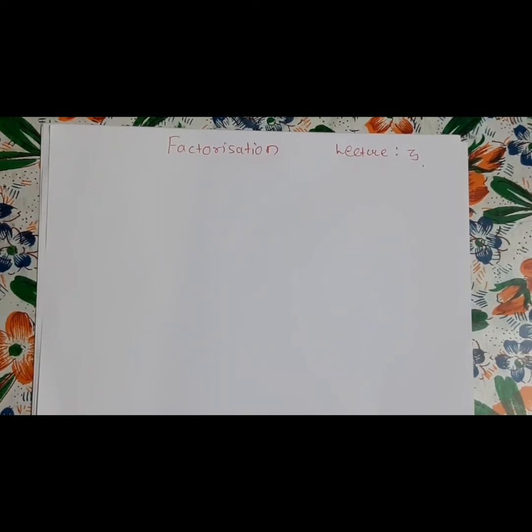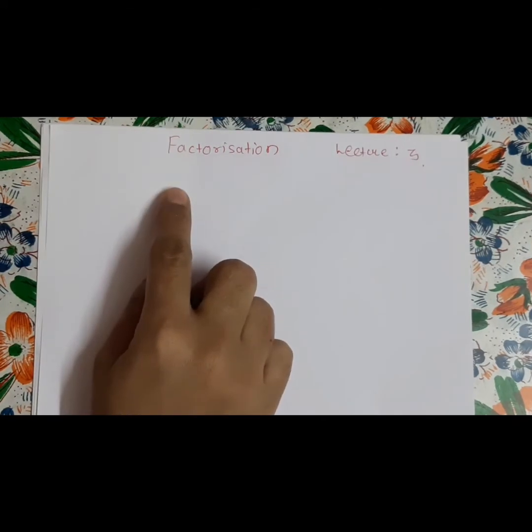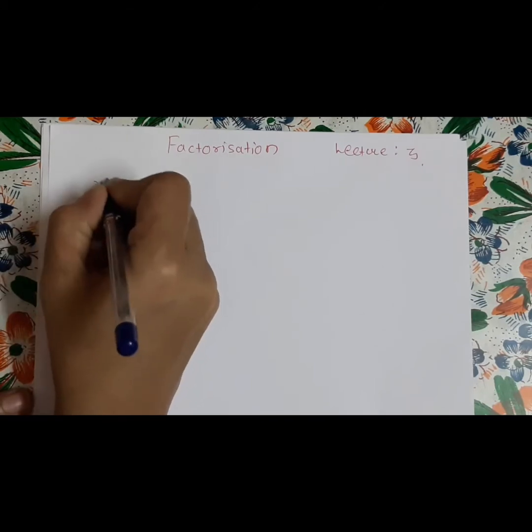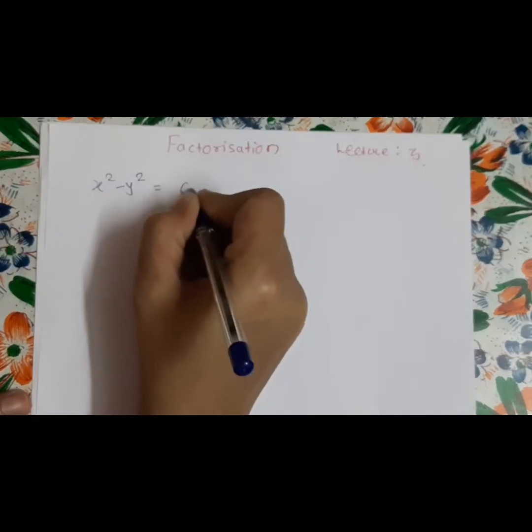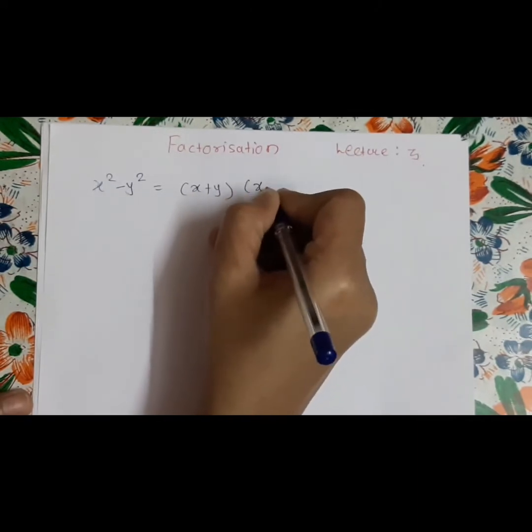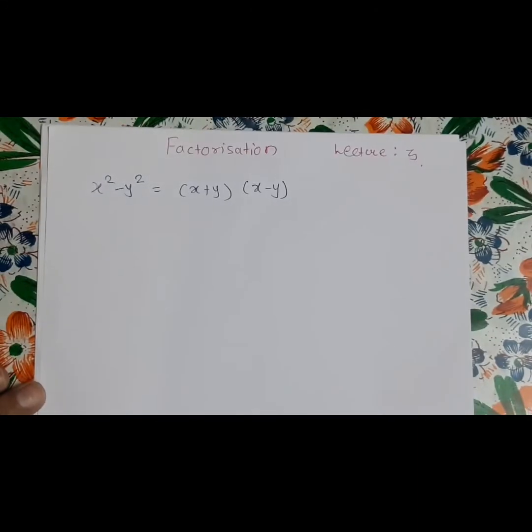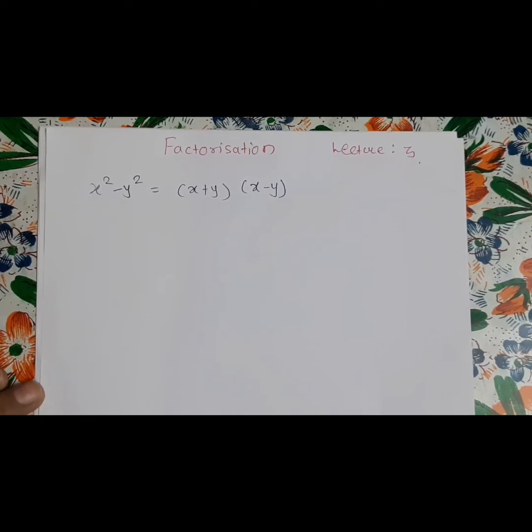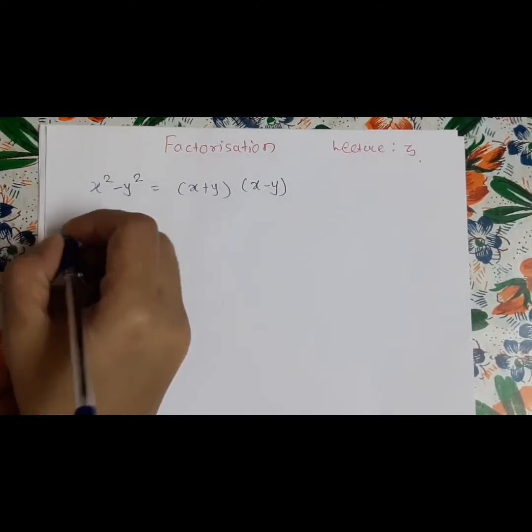In today's lecture, that is lecture number 3, we'll continue with the topic factorization. In the last lecture, we solved some examples based on the formula x square minus y square is equal to x plus y into x minus y. So in today's lecture also, we'll continue with the same type, that is type 4, difference of two squares. So, let's consider the next example.